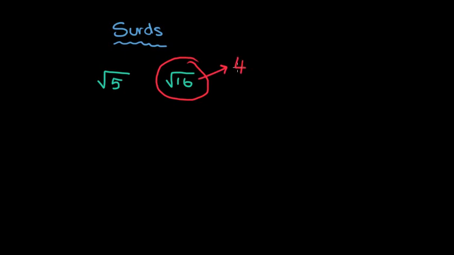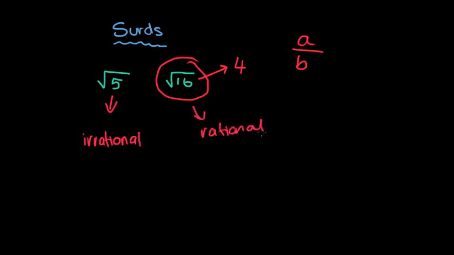Now basically the official definition of a surd is that a surd is an irrational number, as opposed to a rational number. So what is a rational number? Well, a rational number is where you can write it as a fraction, a over b, where both these numbers are integers. Hopefully you remember that an integer is simply a whole number, including 0 of course, but positive and negative whole numbers. So for example, the square root of 16, which equals 4, can be written as 4 over 1.